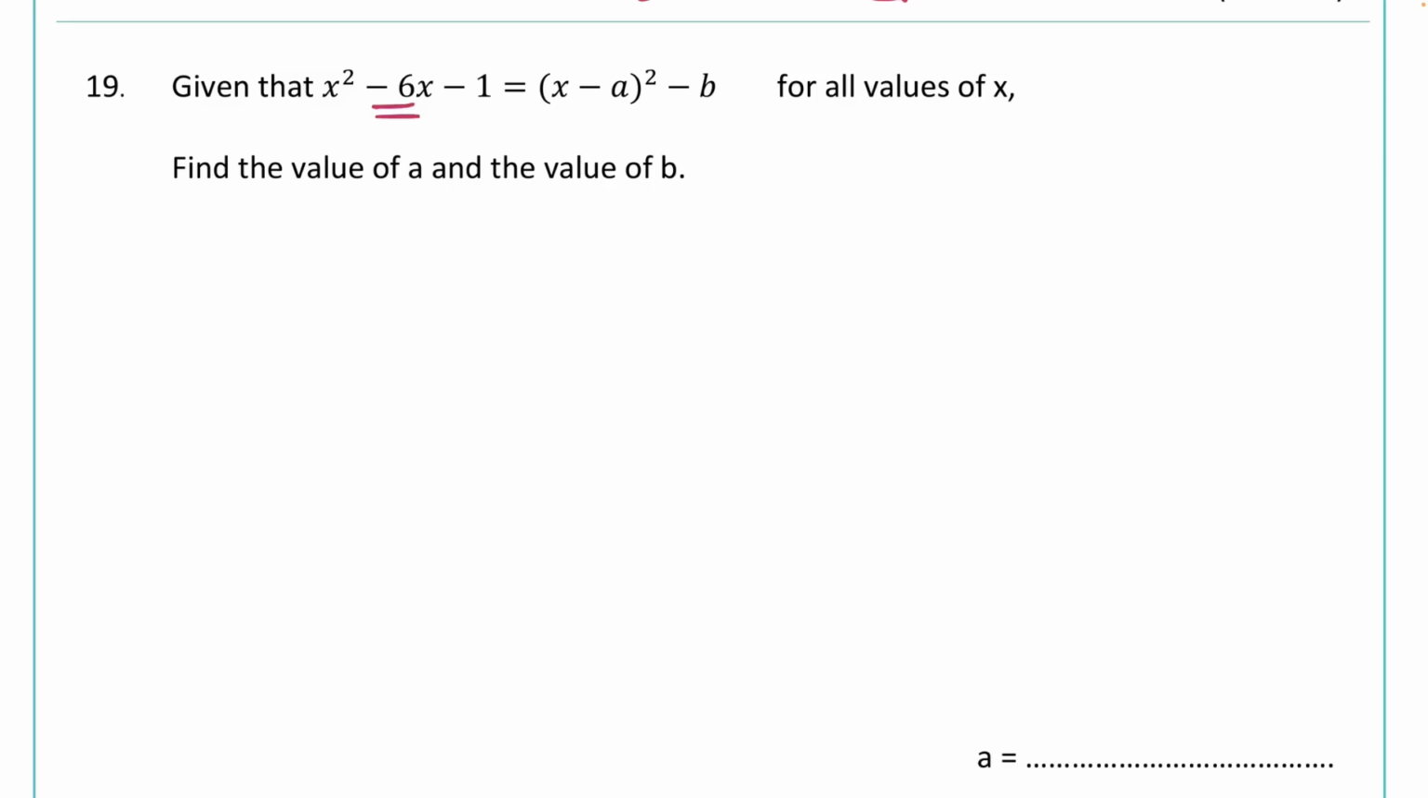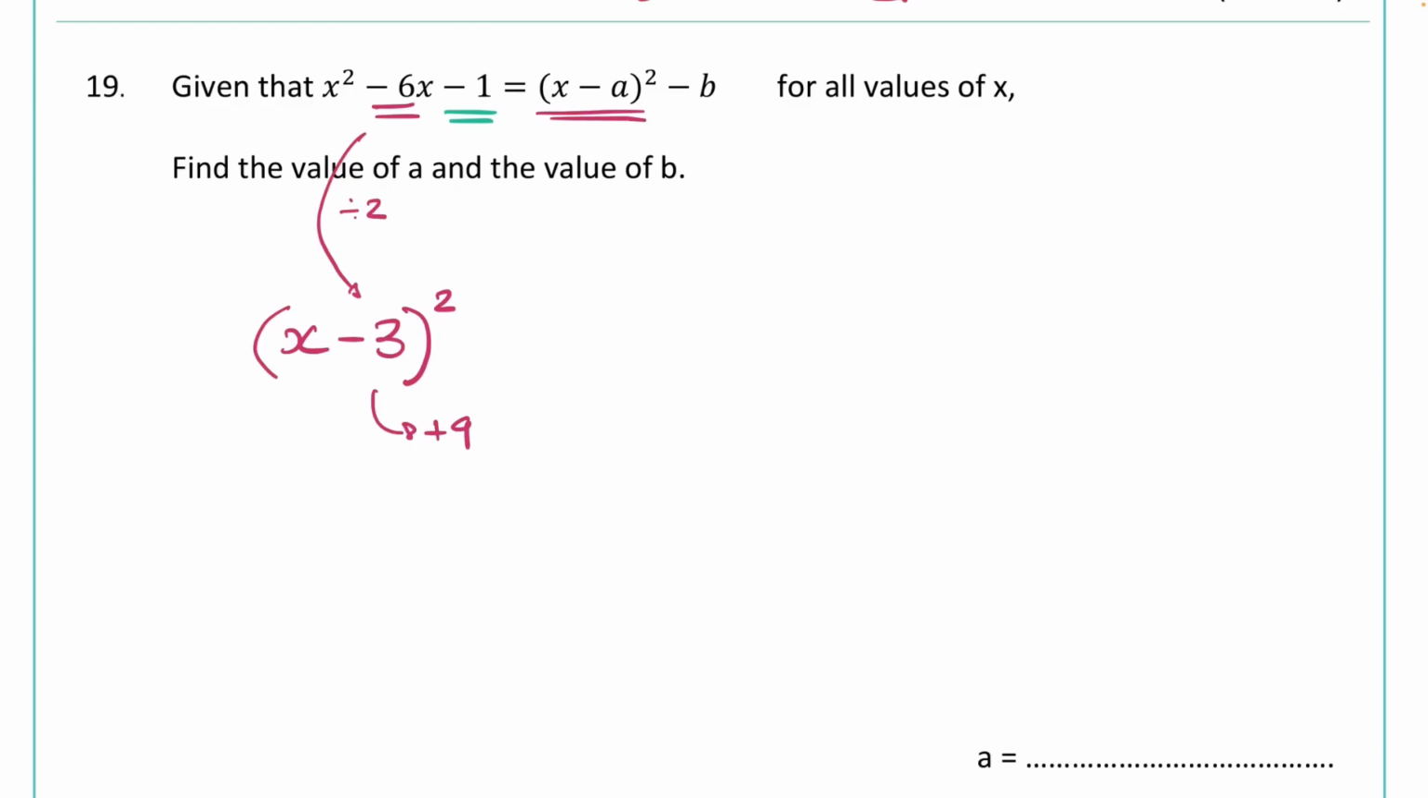We halve this coefficient here and put that into our squared bracket. And this is our squared bracket just here. So we have x minus 3, and that's squared. Now all we have to do is think to ourselves, what would that be when we expand this bracket? Well, this would give us plus 9. Now we don't want plus 9 because in the question we had a minus 1.